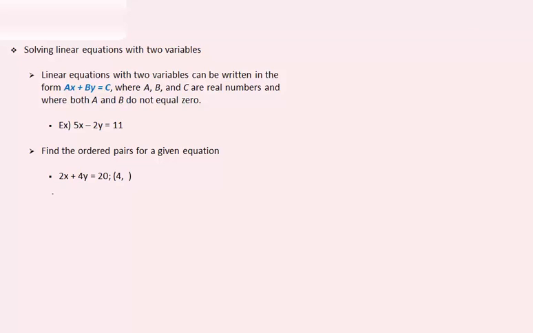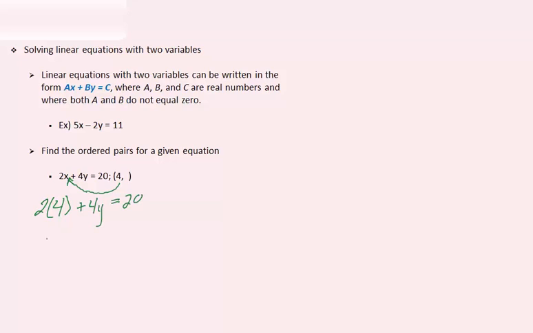So in our example below, it says find the ordered pairs for a given equation. Our linear equation says 2x plus 4y is equal to 20, and our ordered pair we have is x is given to us as 4, but y is unknown. So since x is 4 for this ordered pair, we can plug 4 in for x, and then we can solve for y. So 2 times 4 plus 4y is equal to 20.